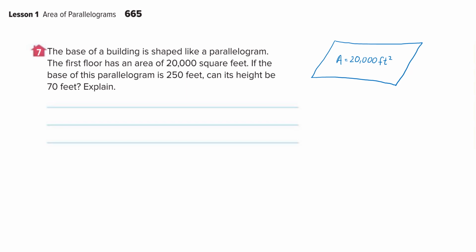And then the base will be 250 feet. And the proposed height is 70 feet. So we want to know, can all of these things be true? Well, let's see. Will the area equal 20,000 feet if the base is 250 and the height 70? So let's plug those numbers in. 250 feet times 70 feet. So we can do some math here.